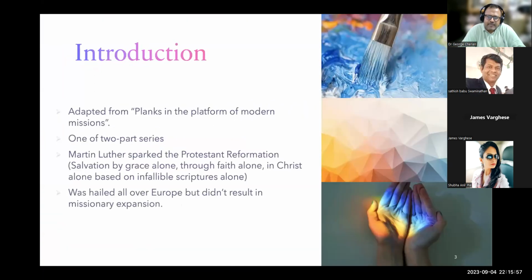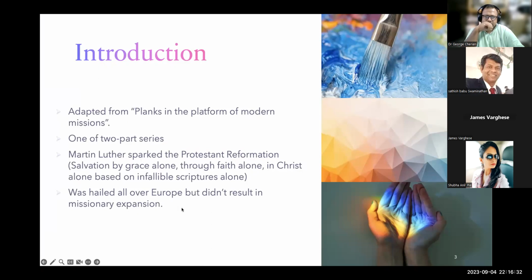Fine. Now let us look at the introduction. This is not the introduction of the slides I'm putting together, but what the article is saying. It is adapted from one part of a two-part series by these authors, titled Plants in the Platform of Modern Missions. So there were two parts, and this article is adapted from one of them.